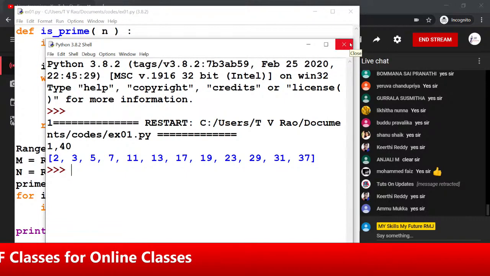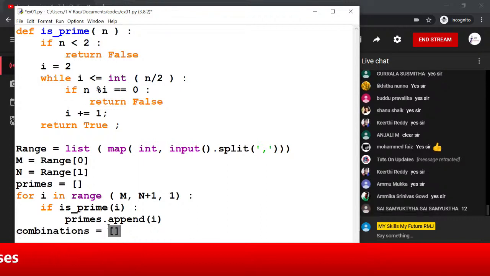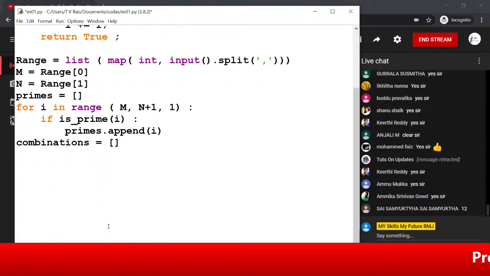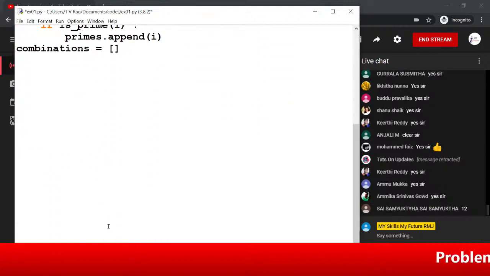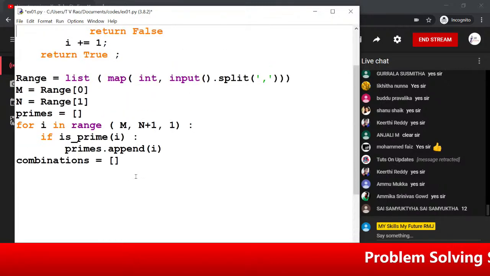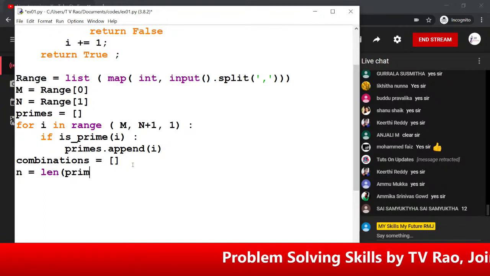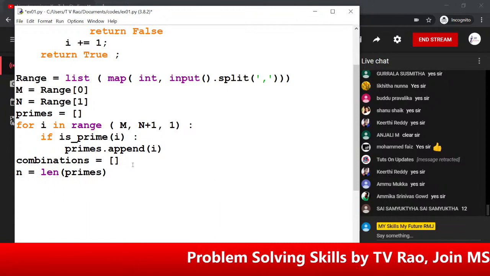37. So the second step is generate combinations. Let combinations be a null list in the beginning. Okay. The input is the primes list. Now find out the number of primes. Let n be the number of primes.